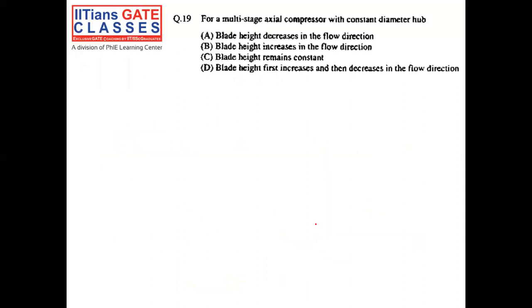Okay. Next question. For a multi-stage axial compressor with a constant diameter hub, which of the following is true? The blade height decreases in the flow direction, the blade height increases in the flow direction, the blade height remains constant, or the blade height first increases and then decreases in the flow direction. If we draw a schematic of the axial compressor, it would be something like this. So this is the hub.